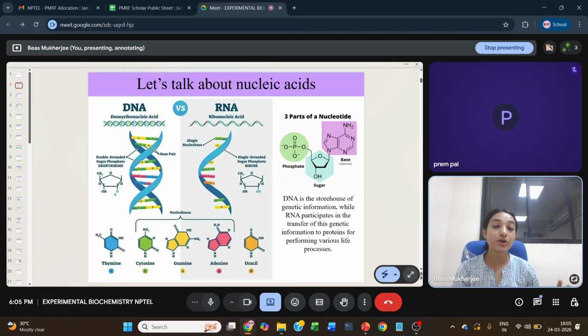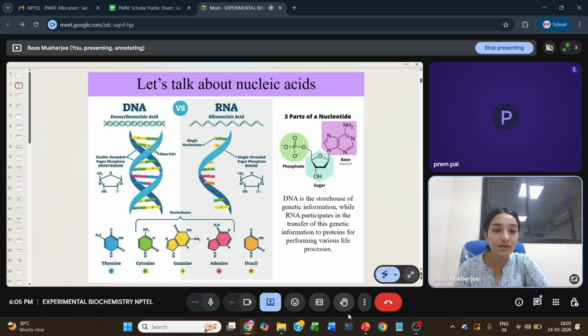Okay, right. So now there are three parts of a nucleotide. So what is a nucleotide? Nucleotide is made up of the nitrogenous base, the sugar moiety, which is the 5-carbon ribose sugar, and the phosphate group. Now these three units together make up the nucleotide, and nucleotides are linked together in a chain and they form RNA or DNA. Okay, so DNA is the storehouse of genetic material, while RNA participates in the transfer of this genetic information to proteins performing various life processes.